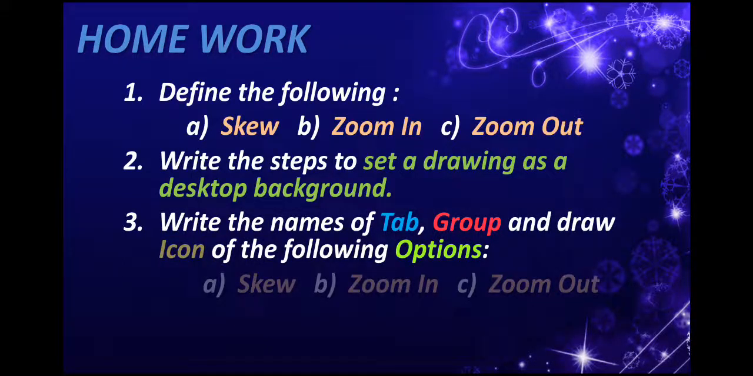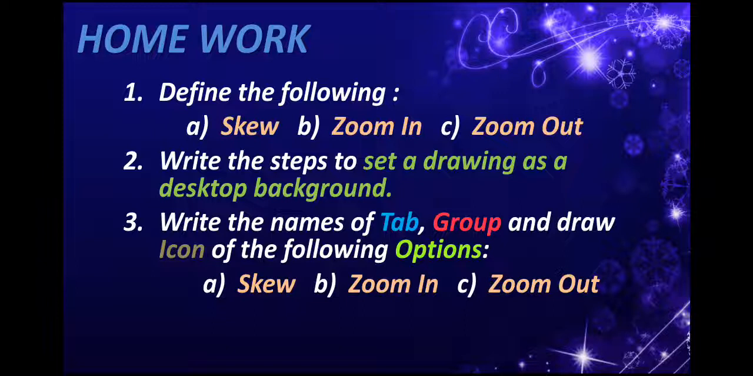What you have to do in this question is make 4 columns. For the first column, give the title option, in column number 2 give the title tab, in column number 3 give the title group, and the fourth, icon. In the icon column, you have to draw small icons. In the option column, you have to write the names of these A, B, C. For example, skew, zoom in and zoom out. All these 3 names you have to write in the option column, column number 1.